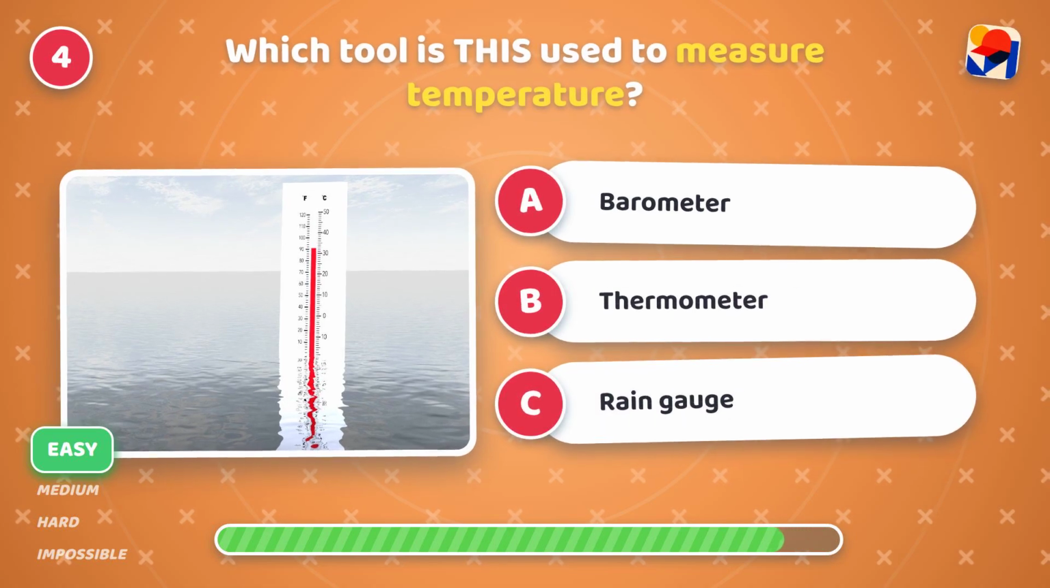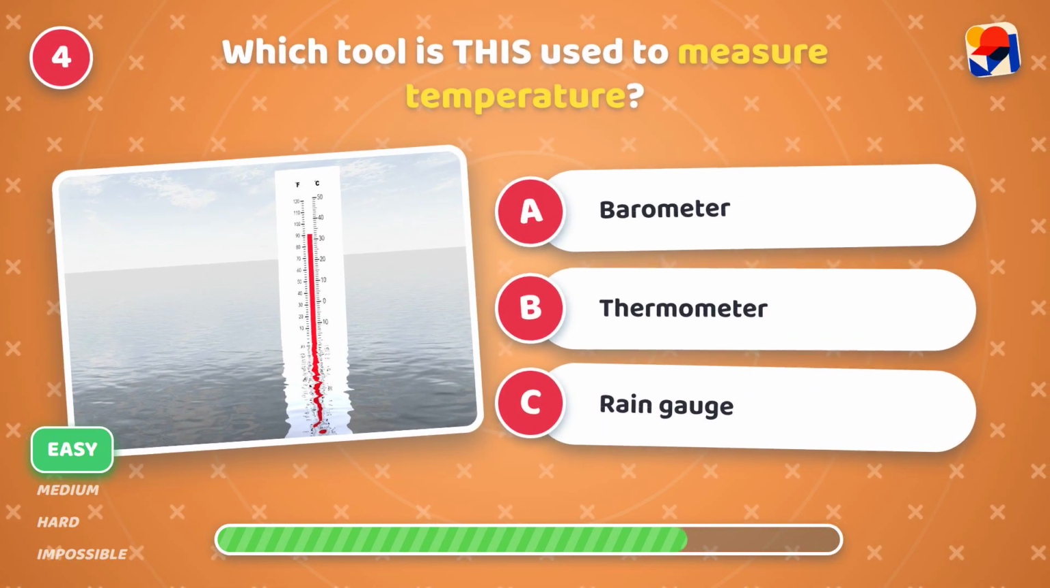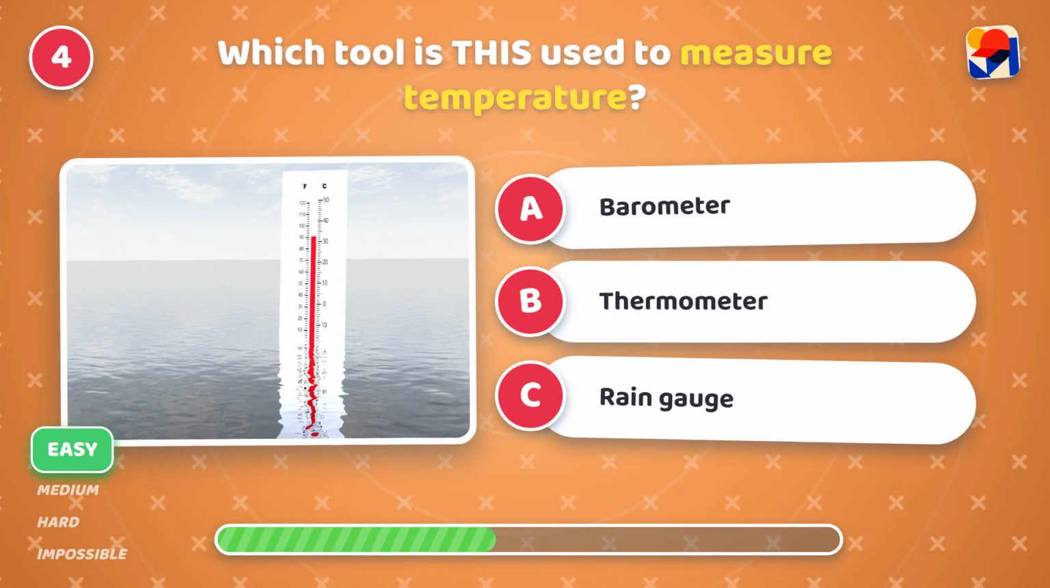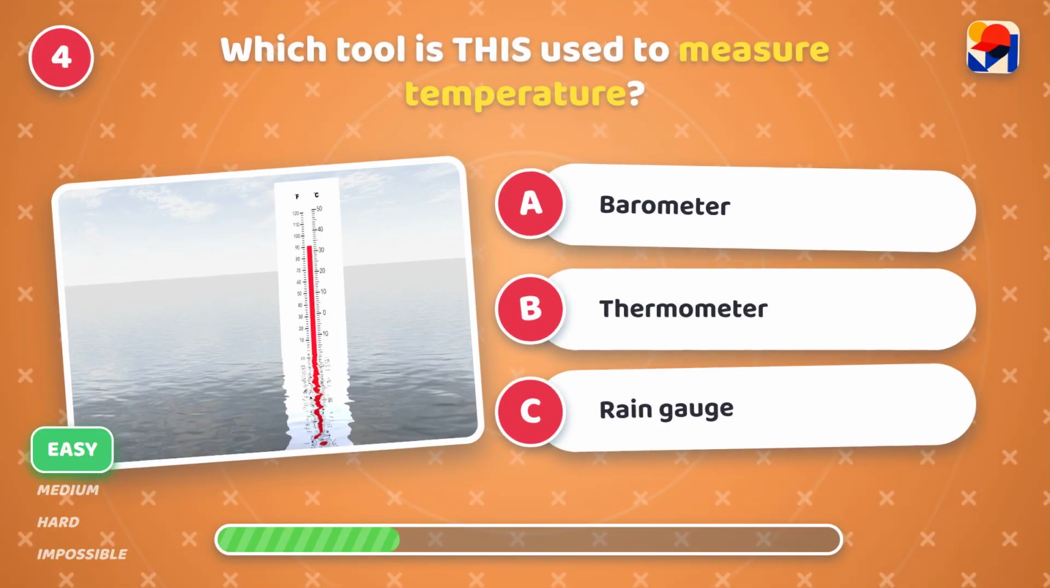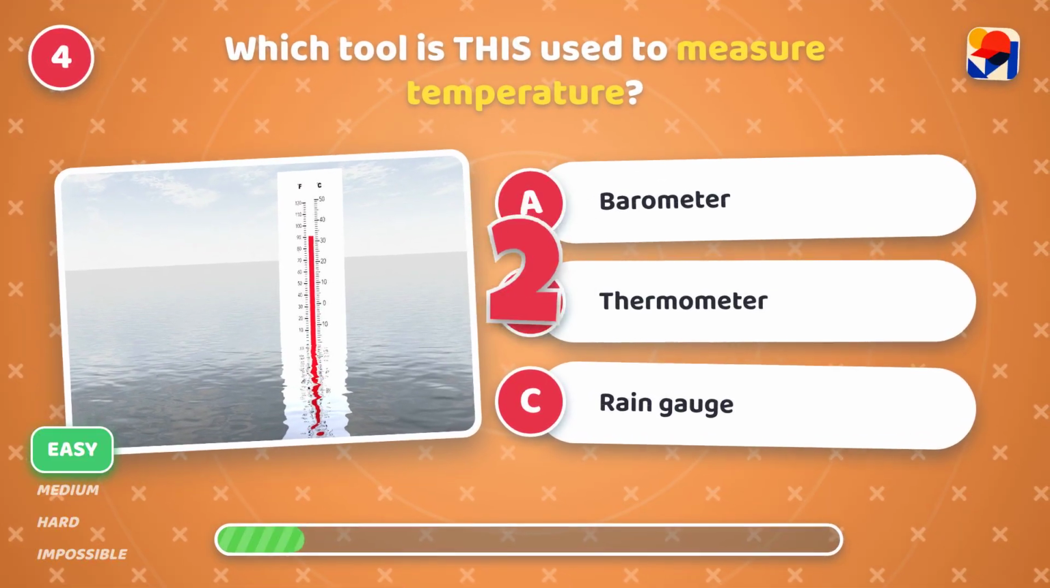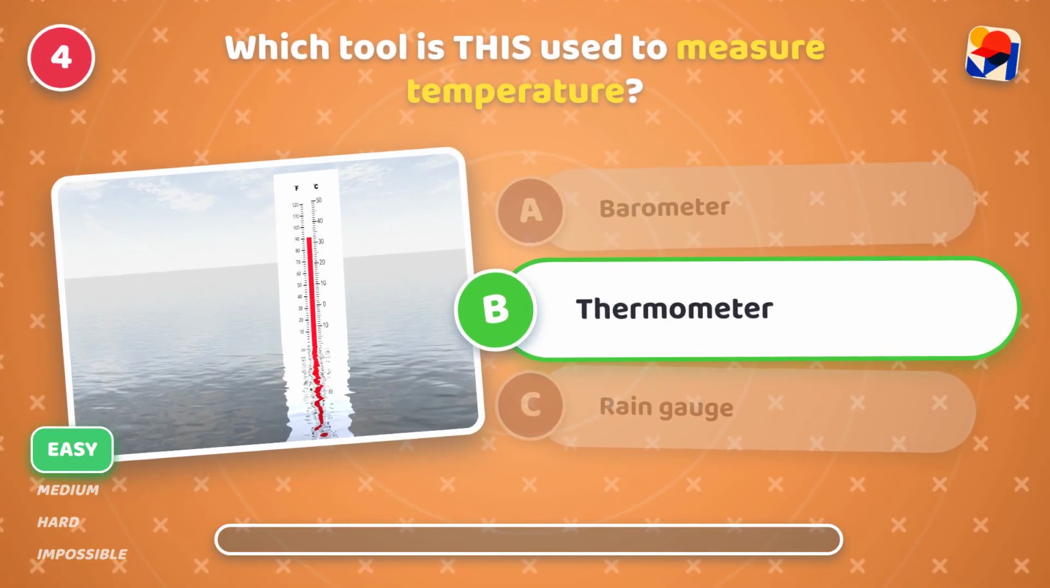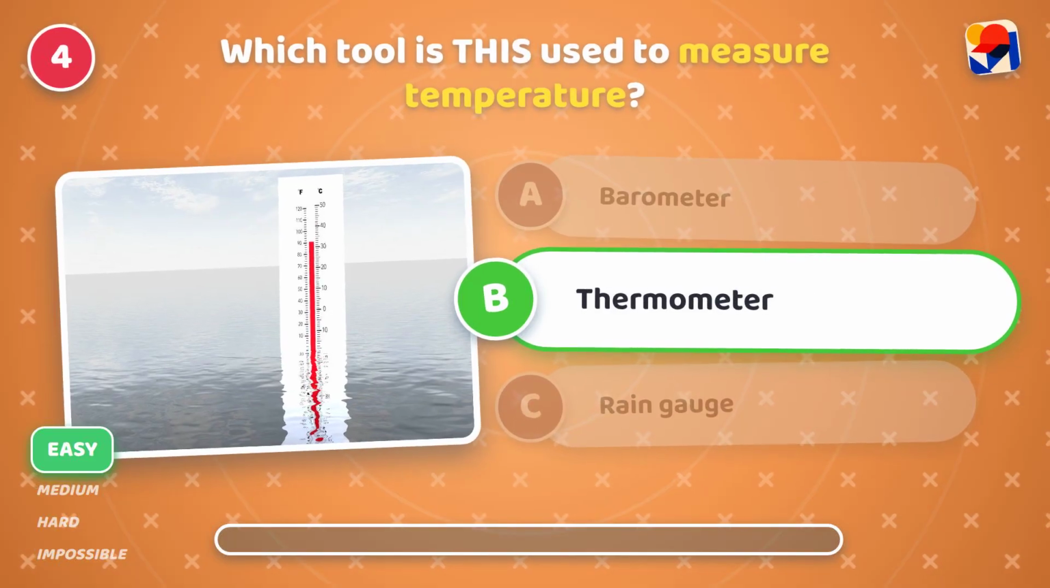Which tool is this used to measure temperature? Is it A, barometer, B, thermometer, or C, rain gauge? It's B, thermometer. It measures temperature using expanding liquid.